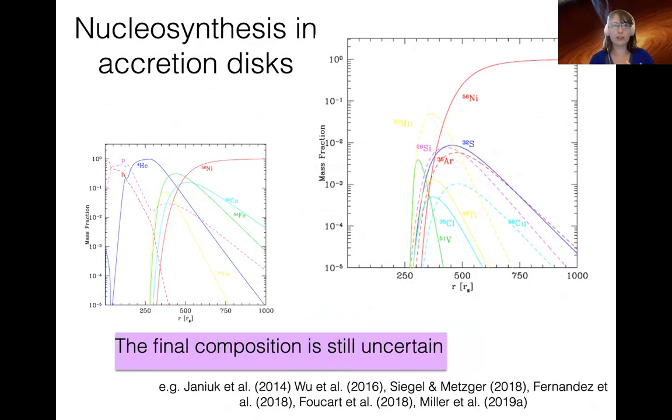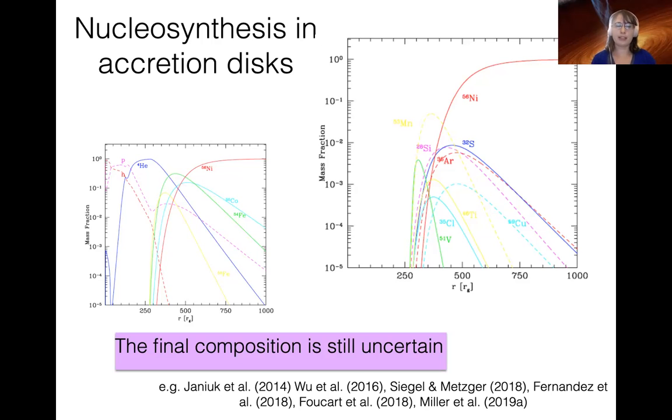Now, why do we actually care about all of this? In order to understand the disk and its final outcome, we're going to need simulations that include general relativity, of course, because we have a black hole right here. We're going to need MHD because we have very strong magnetic fields. We're going to need a nice way to consider the neutrinos. We're also going to need a realistic equation of state to take care of the alpha recombination. So we're going to need all of that.